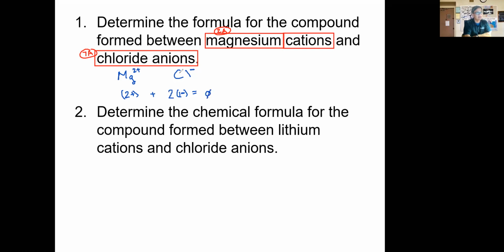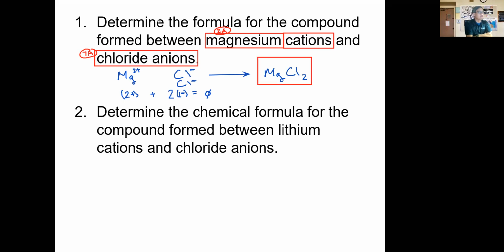Are you guys okay with this? So we need not just 1, but 2 chloride ions in order to form the ionic compound. So the formula for this particular compound is going to be 1 magnesium and 2 chlorides, and that's how we indicate that. Let's take a look at the formula here. So that's the formula for this particular compound.